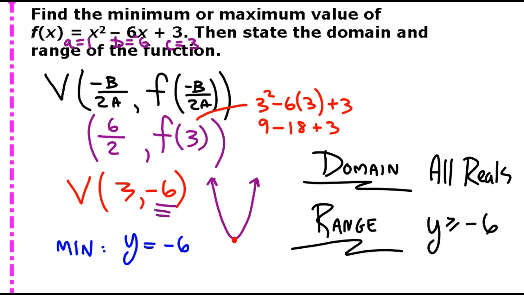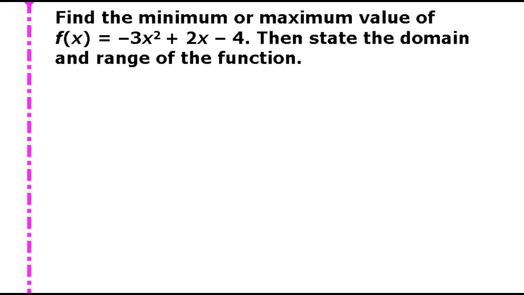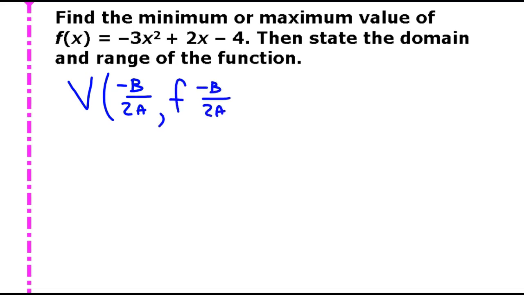Okay, this next one's kind of a bummer because it has fractions in it. So let's go ahead and grind this one out. I fear no fraction. All right, opposite of b over 2a, that's what I need to find my vertex. Then I'm going to plug that in and find f of the opposite of b over 2a. Opposite of b over 2a, that's going to be -2 over +6.